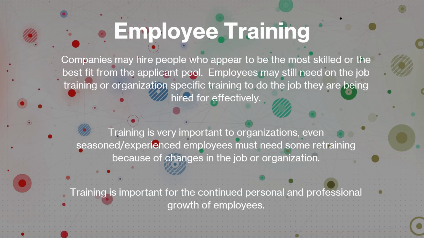Next, you have your employee training, which is very important. A lot of things can go either way on your employee training. Companies may hire people who appear to be the most skilled or the best fit from the applicant pool they have received. Employees may still need on-the-job training or organization-specific training to do the job they are being hired for effectively.